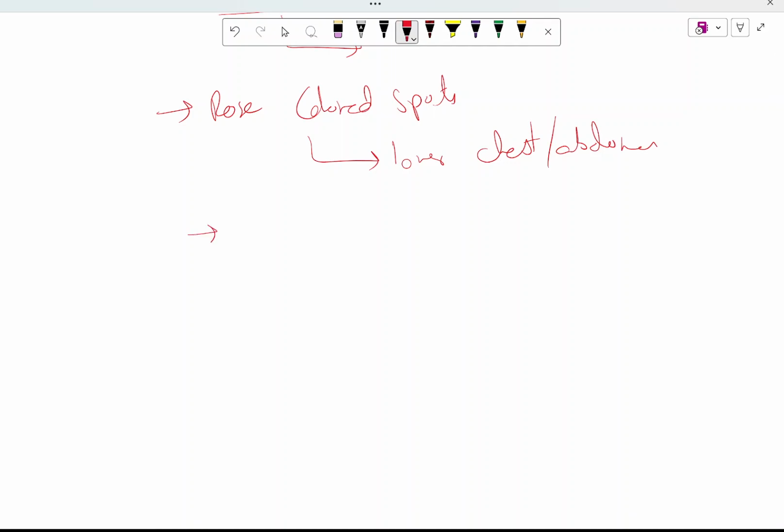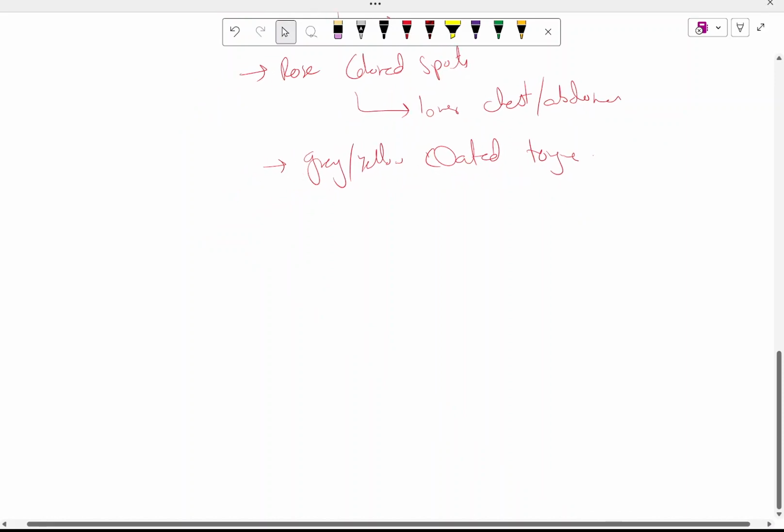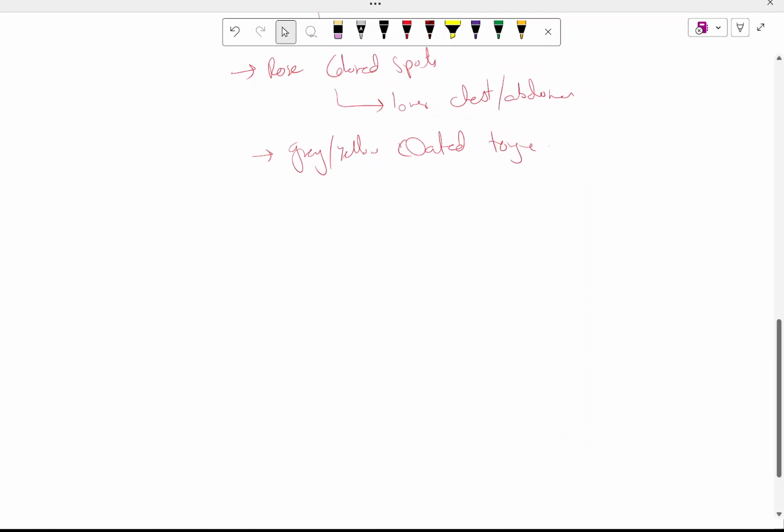In the second week you will ask the patient to open his mouth and put out his tongue, and you will find the tongue is gray or yellow in color. In other words, a coated tongue. And how will you differentiate it from other things? In typhoid fever there is a gray yellow coated tongue with red margins, red edges. The edges will be red in color.